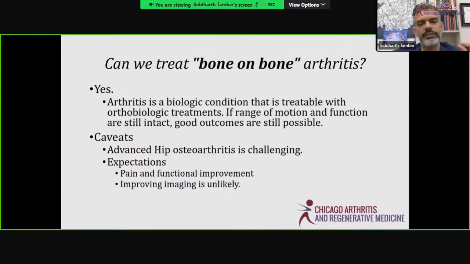Caveats to this when it comes to advanced arthritis are if you have advanced hip arthritis, as I mentioned before, much more challenging. And your expectations, if you've got more advanced arthritis, should be based on improving pain and function, not necessarily reversing what your imaging looks like.